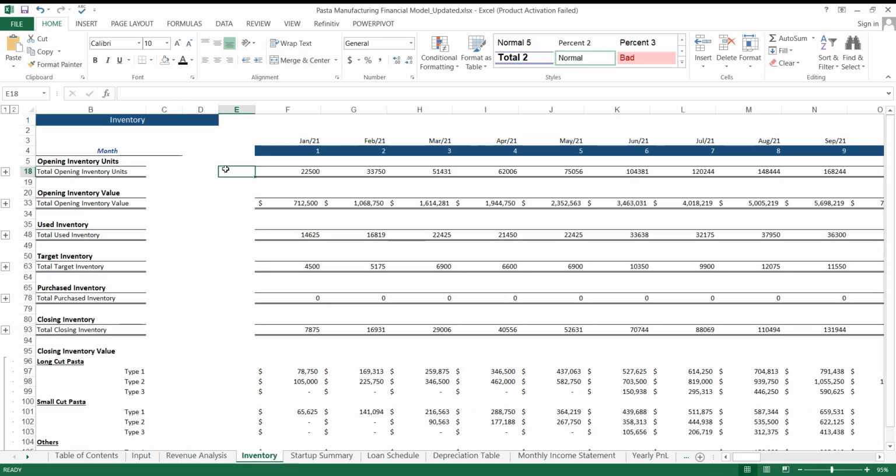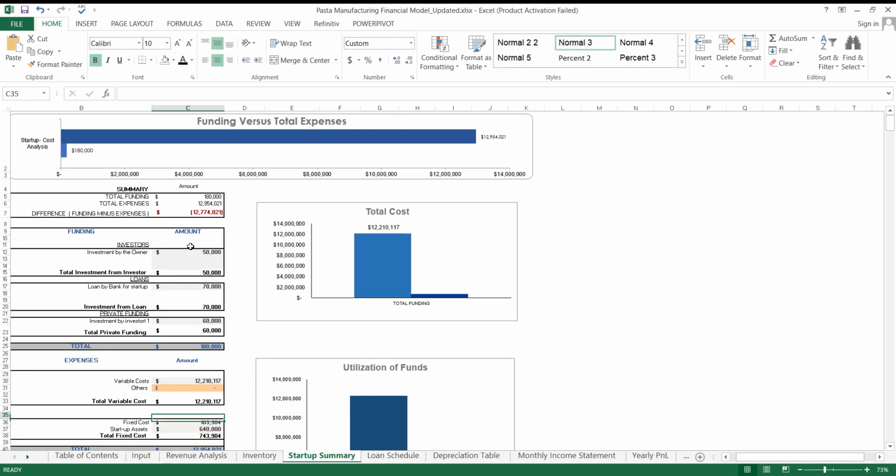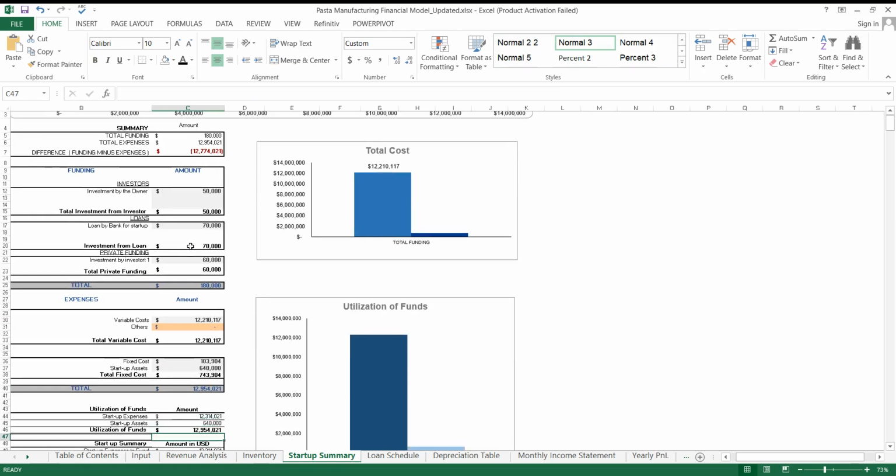The inventory sheet includes the monthly inventory needs of the company. Startup summary gives a comparative analysis of the total funding versus total expenses for the first year. It also gives the total variable costs and total fixed costs for year one, the startup expenses, and the startup assets.